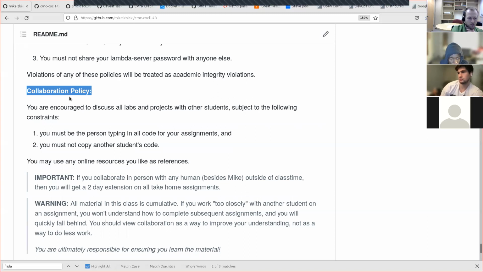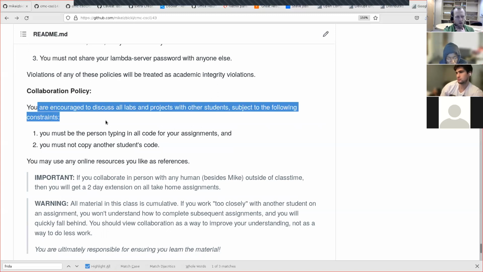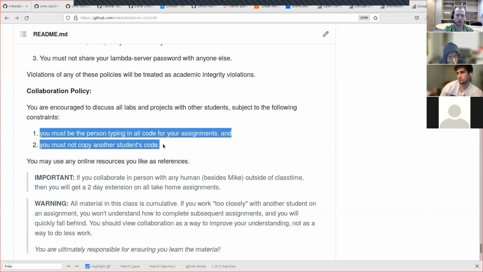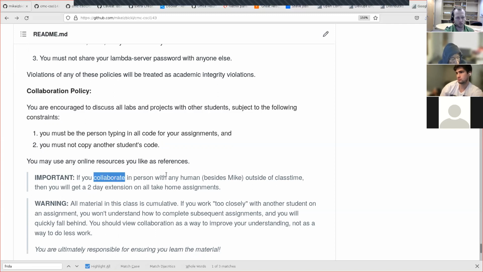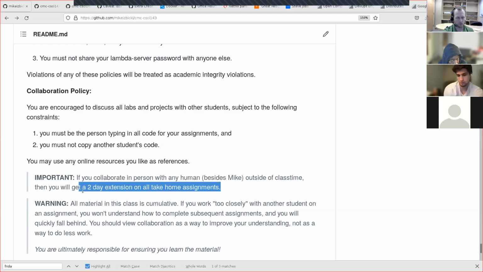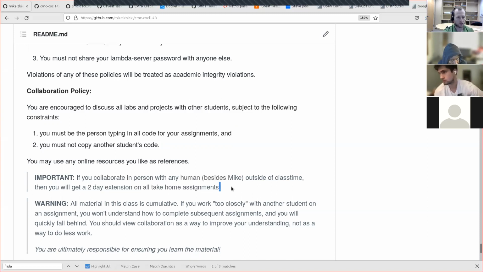Collaboration policy in this course: you're encouraged to discuss all the labs and projects, everything in this course except the exams, with other students. We do have 2 TAs in this course through the QCL and some other systems. I'll introduce you to them later on. And if you collaborate with any other student or any human, including a TA or anybody who is not me outside of class time, then you get a 2-day extension on all take-home assignments. So collaboration is highly encouraged in this class.